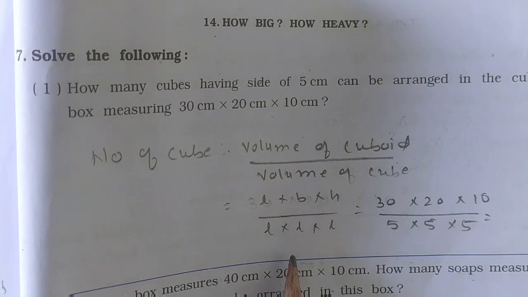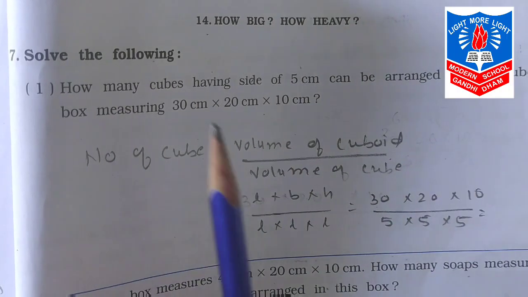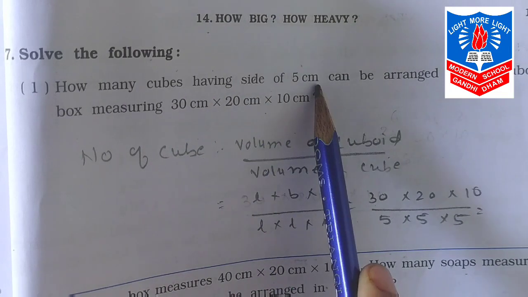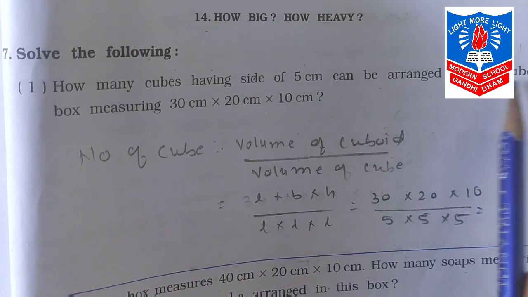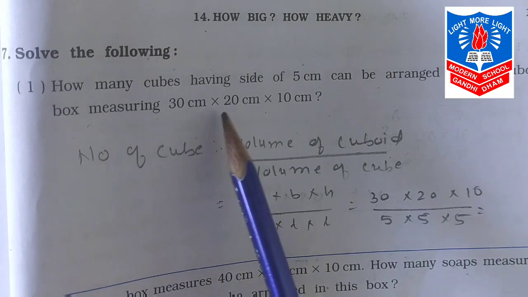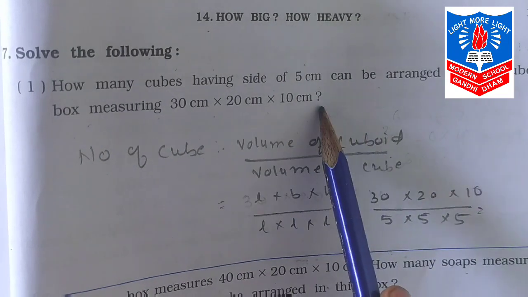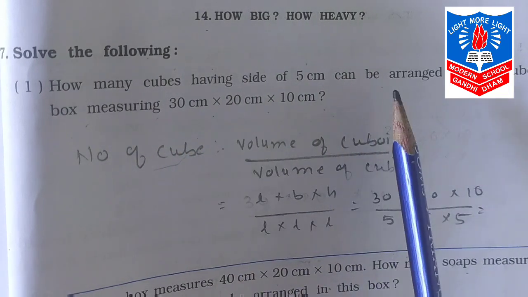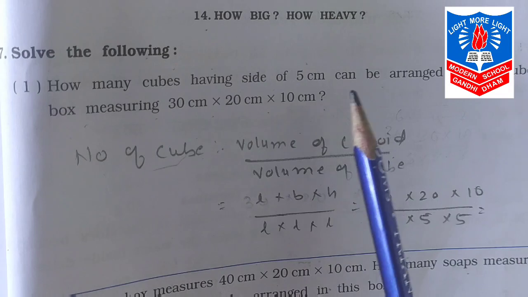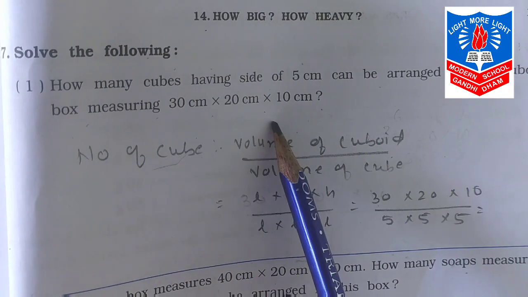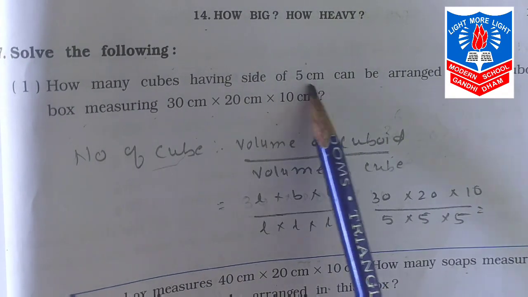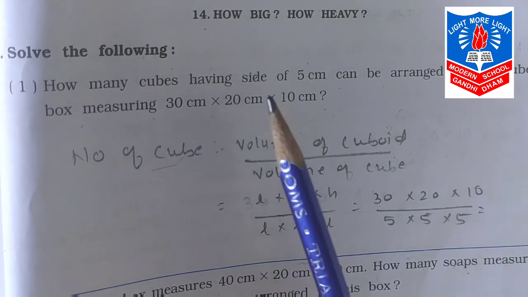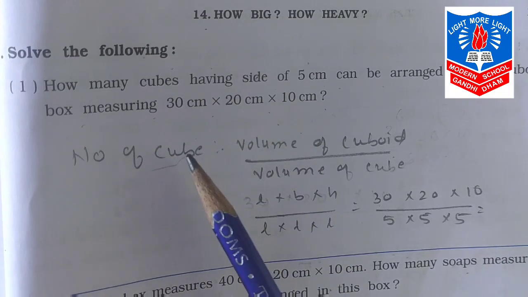7th one, it is the problem sums. So we first solve the following. How many cubes having side 5 centimeter can be arranged in the cuboid box measuring 30 centimeter, 20 centimeter and 10 centimeter? First you understand, here is one cuboid shape big box. A very big box of cuboid shape, inside it we have to arrange small cubes of 5 centimeter, and we have to find how many cubes, meaning how many cubes can be arranged in it.